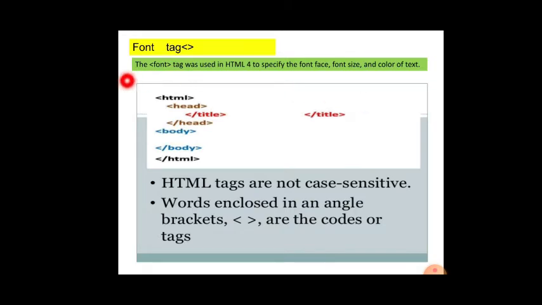Next is the font tag. The font tag was used in HTML4 to specify the font face, font size, and the color of the text. You can see once again HTML, head, title, head is closed, body and HTML. HTML tags are not case sensitive, because we can write in uppercase letters as well as lowercase letters. Words enclosed in angle brackets are the code or the tags. So they should be enclosed between the angle brackets.